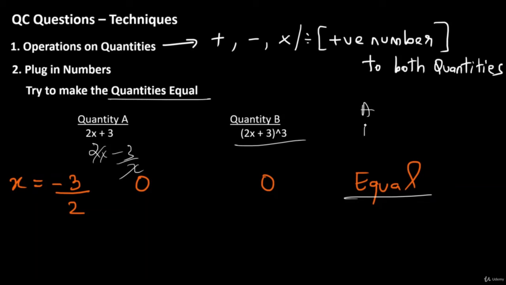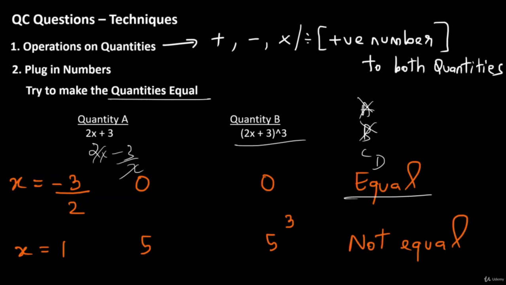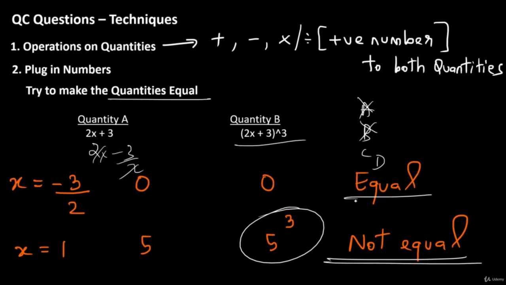Now clearly, among options A, B, C and D, you are getting A and B out of the question. Now you are just left with two more options. Now try to plug in any other value. Let's say x is equal to 1. In that case, quantity A is 2 plus 3 which is 5 and quantity B is 5 to the power 3. And these are not equal, right? Don't waste time to calculate this. These are just not equal. So in one case you have both of the quantities equal and in another case you have them not equal. Therefore, the correct answer to this question is option D. Let's do a few more practice questions with this approach.